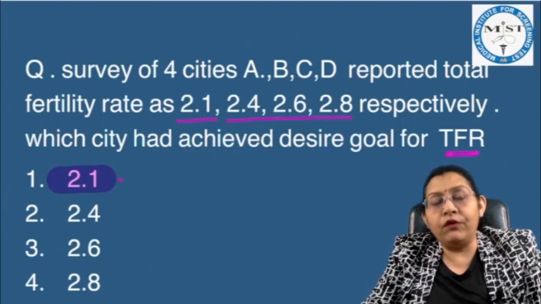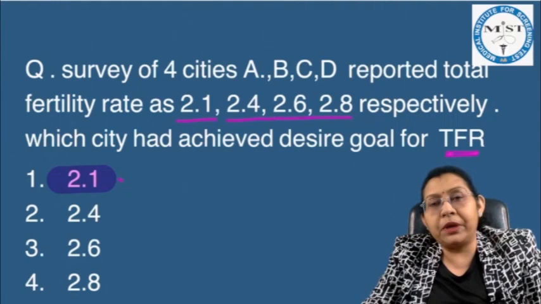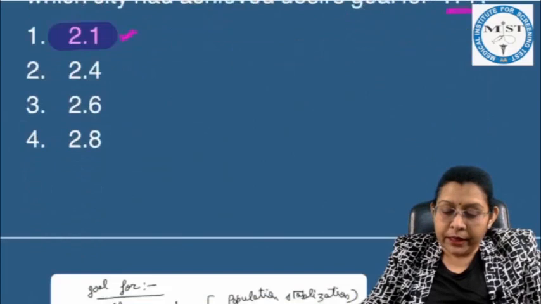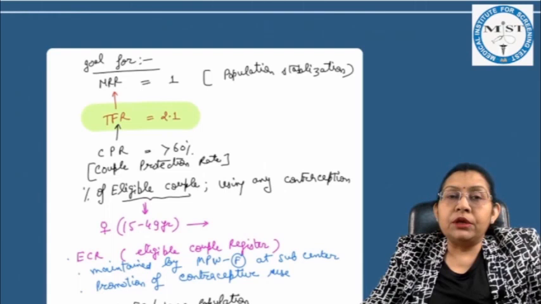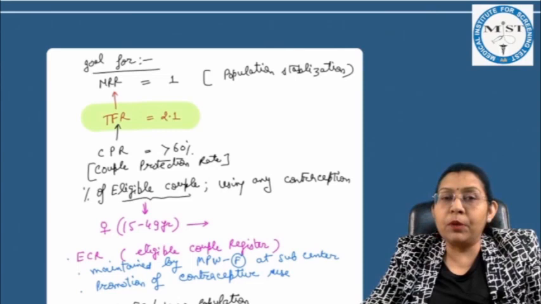Because our goal for net reproduction rate is 1, to achieve the NRR of 1, our TFR should be 2.1, and to achieve the TFR of 2.1, our couple protection rate should be more than 60%. So the answer is 2.1, and this concept also we had clearly discussed in our classes. This is the screenshot from the class notes where we had specially highlighted that the TFR should be brought to 2.1 to achieve NRR of 1. And this is only possible if our couple protection rate is more than 60%.